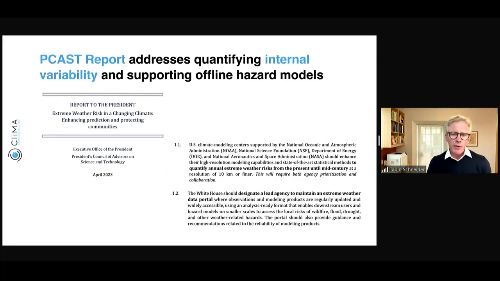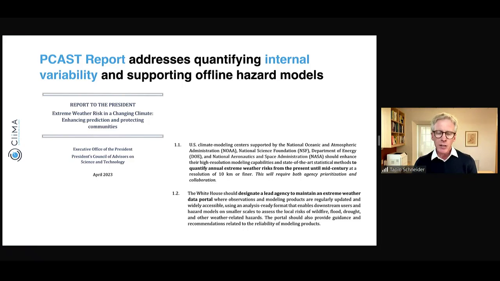The PCAST report was already mentioned. It addresses two points. It was a working group on extreme weather risk and climate change on which I served for the past year. There are a number of recommendations coming out of it. For our discussion here, I think there are two sets of recommendations that are crucial. What we realized in the working group is that we are ready to produce large ensembles at resolutions in the 10 kilometer range or so. Various US climate modeling centers can do this now.